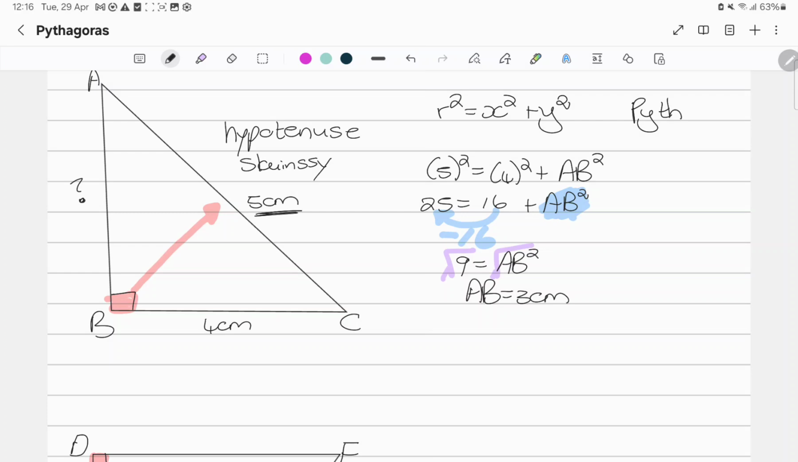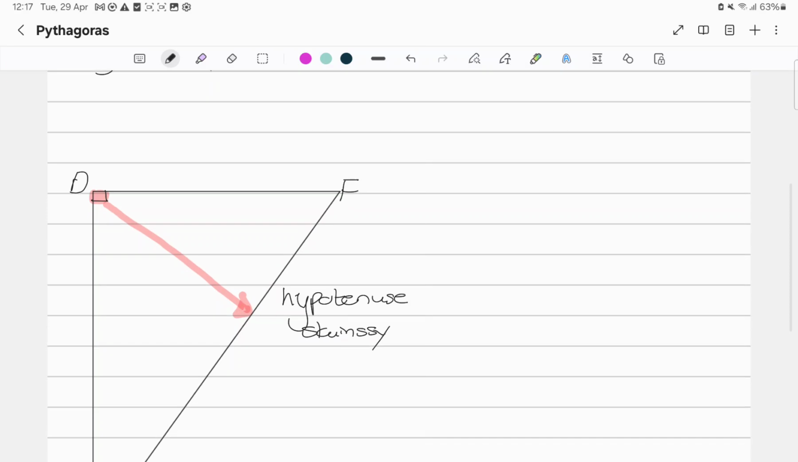So your Pythagoras theorem is quite easy. You just need to go and find your 90-degree angle. Then you go and find your hypotenuse. And then you write down your formula, which is r squared equals x squared plus y squared. Remember, your r is always your hypotenuse. And then you just substitute and calculate. Let's look at it if it looks a bit weird, like this one.